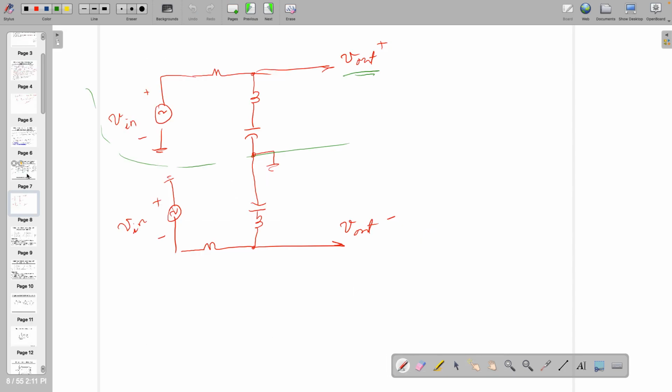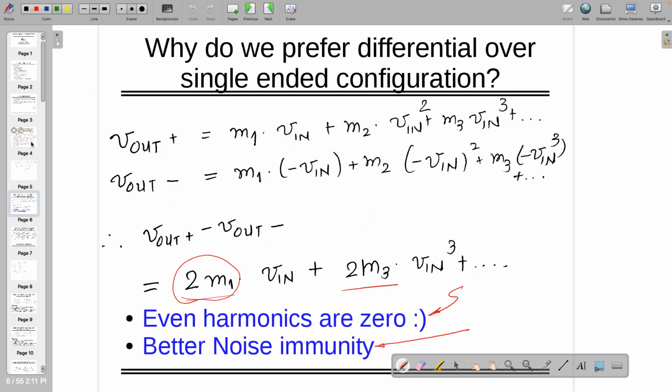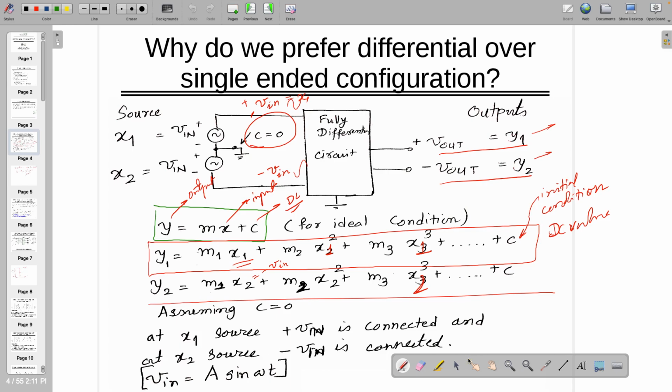By the way, I forgot to mention a very important thing over here. What is common mode, by the way? What is common mode? It is common to both.